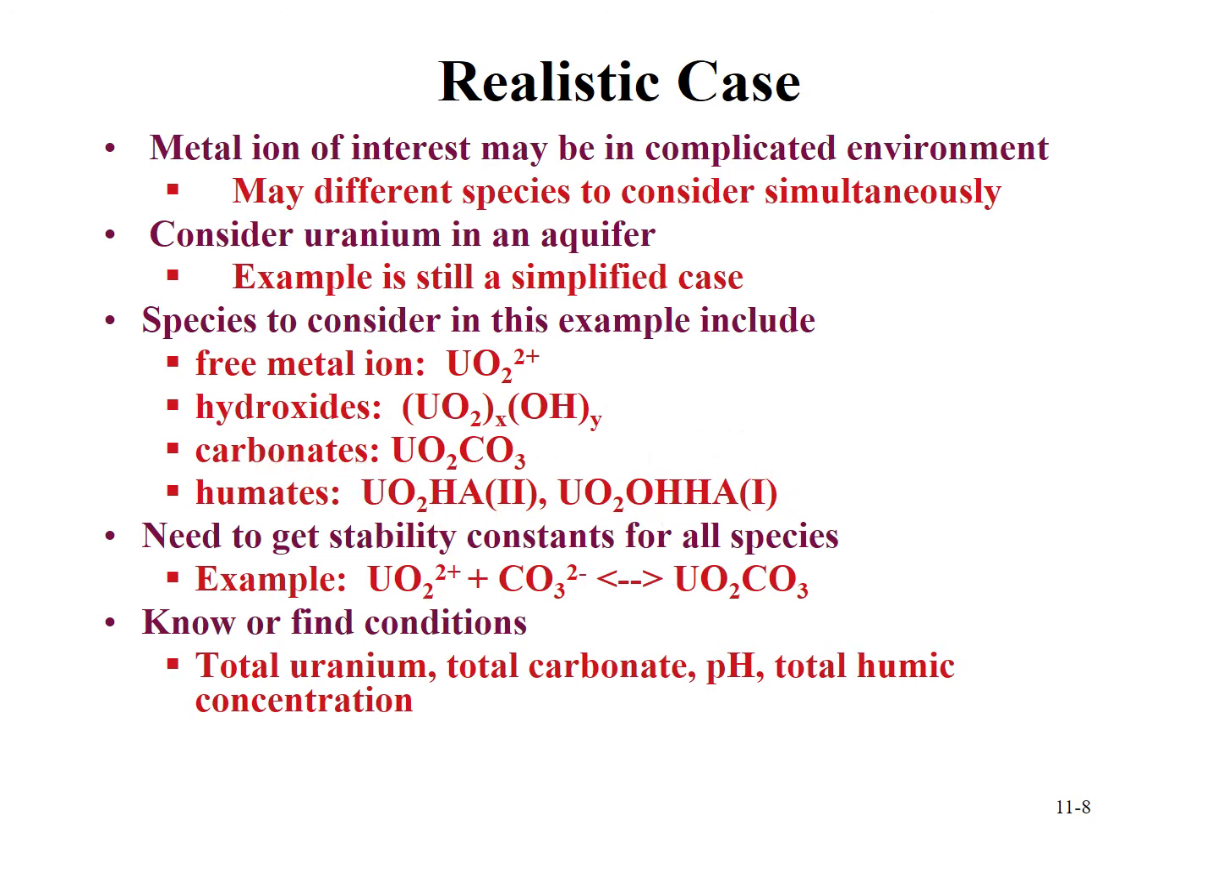Now we need to get the complexation constants for the species that we're interested in. For example, if I'm interested in the carbonate speciation, I need to get the complexation constant that describes this reaction. That would be the concentration of the uranyl carbonate divided by the concentration of the free uranium times the carbonate. So fundamentally, I need to know or find the total uranium, the total carbonate, the pH, since that's going to be an important component, and the total humic acid concentration.